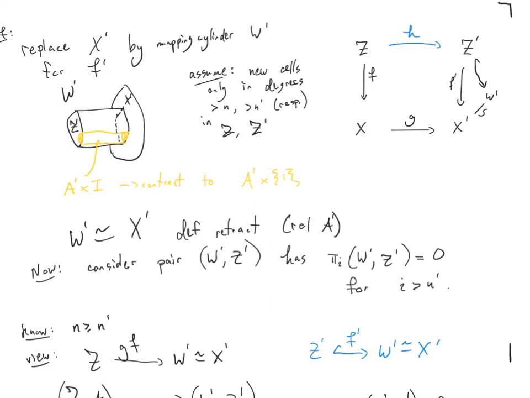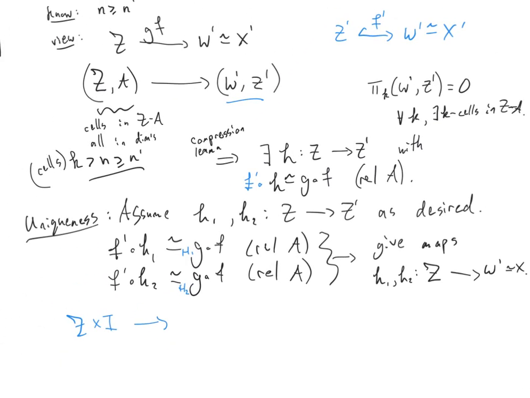So that looks like a map to X prime, and I have two of these. I have both H1 and H2, and both of these are relative A, so they fix A cross I, mapping to X prime. So at all times t, that is just the map G between the X's, like G restricted to A, at all times.